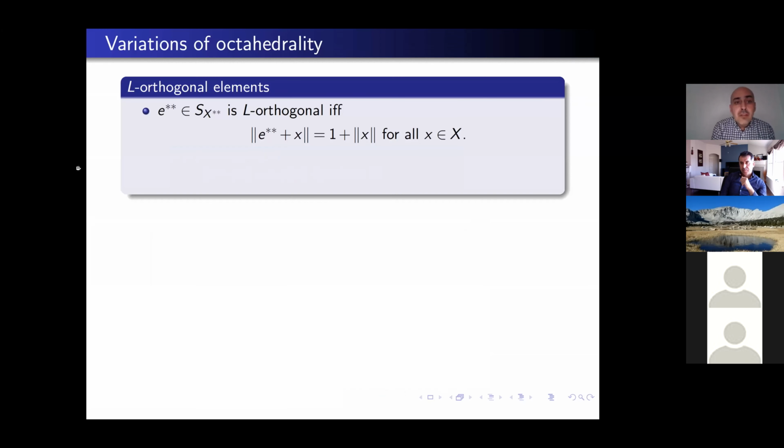Okay, so an element of the bidual, let's put a name to the condition I was talking about. Let's say there's an element in the bidual, and let's assume that it has norm 1, just for normalization. It is L-orthogonal if it has the condition we were talking about, that when I add this element to elements of X, the norm becomes additive.